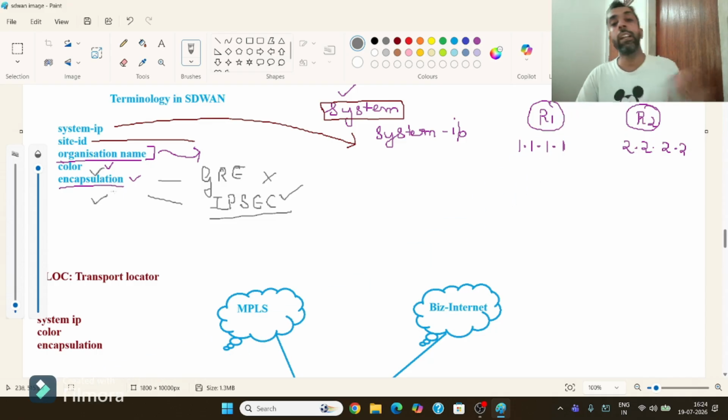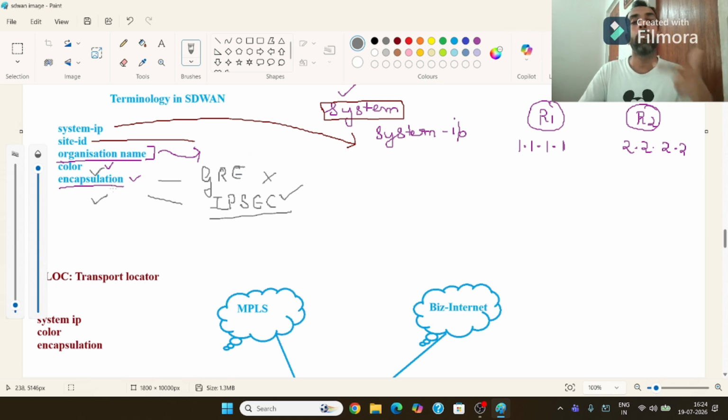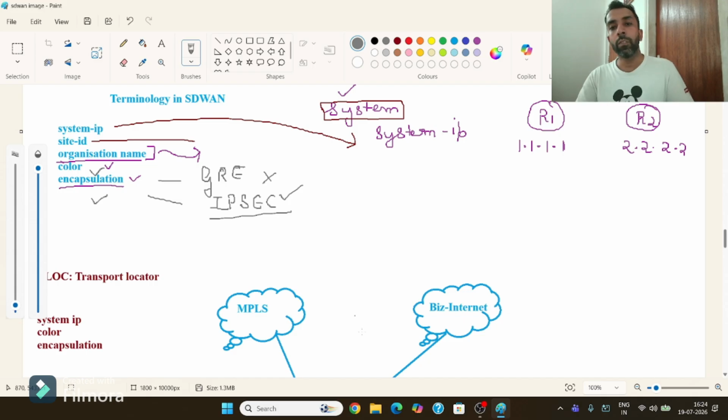In the later videos, I'll share the configuration with you guys. There I'll explain where we are going to configure the color and the encapsulation on a particular router or on a controller. With this, I will end this video.